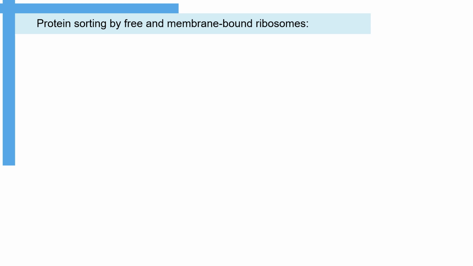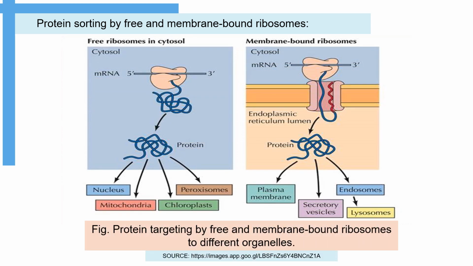Protein sorting by free and membrane-bound ribosomes. As we know that proteins are translated by free and membrane-bound ribosomes, the proteins formed as a result of translation are sorted differently. In the case of free ribosomes, proteins formed are targeted into the nucleus, mitochondria, chloroplast, and peroxisomes. On the other hand, proteins that are translated by membrane-bound ribosomes are mainly secretory proteins which are targeted to the secretory vesicles, or they can be targeted to the endosomes and then to the lysosomes, or they can be translated as membrane proteins which are targeted to the plasma membrane.